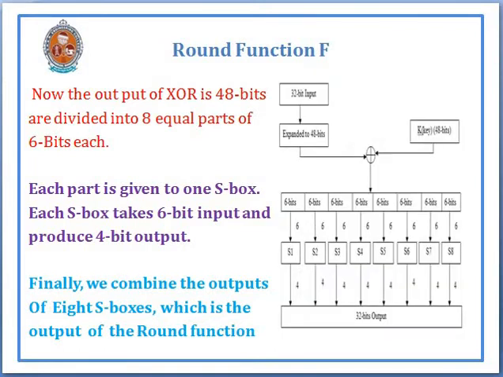And on the diagram we have the S boxes. There are 8 S boxes used in each round. For each S box 6 bits are given as inputs, and for each S box we will get 4-bit outputs, and these 4 bits are collected together, and the resultant 32 bits are the output of the S boxes.